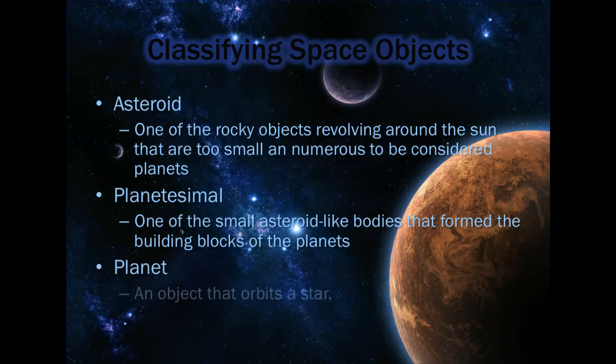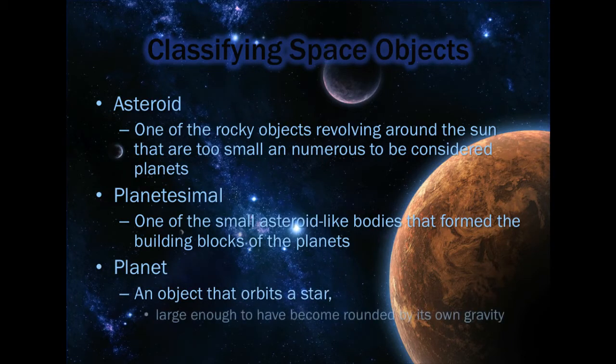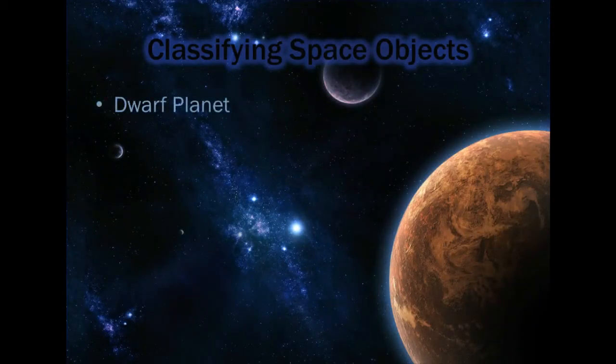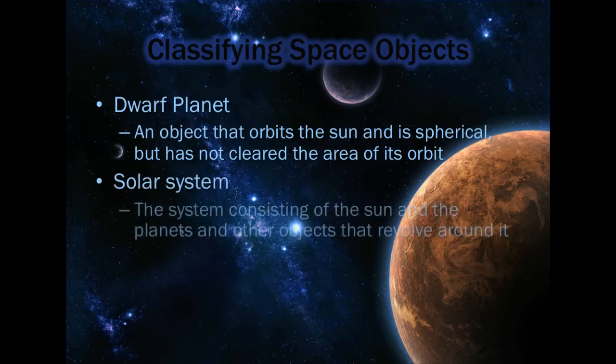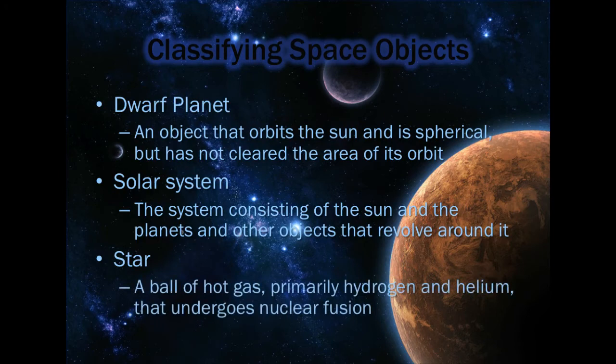A planet is an object that orbits a star, and it's large enough to have become rounded by its own gravity, and it has cleared the area of its orbit. So it doesn't have the objects revolving around it. They've all been pulled into the planet. Next up, dwarf planet. An object that orbits the sun. It is spherical, but has not cleared the area of its orbit. Solar system. System consisting of the sun and the planets and other objects that revolve around it. A star. It's a ball of hot gas, primarily hydrogen and helium, that undergoes nuclear fusion.